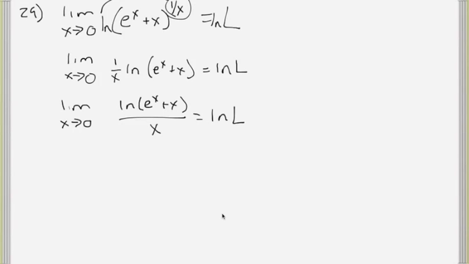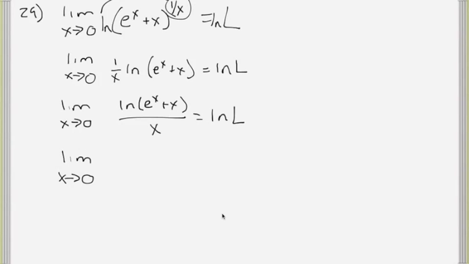If I plug in 0 now, e to the 0 is 1, that's 0, ln of 1 is 0, so 0 over 0. So we can now apply L'Hopital's rule. Remember, doing algebra to the problem should not fix the indeterminate. It should still be indeterminate, just a different indeterminate than it used to be. The only thing that should fix the problem is doing L'Hopital's rule.